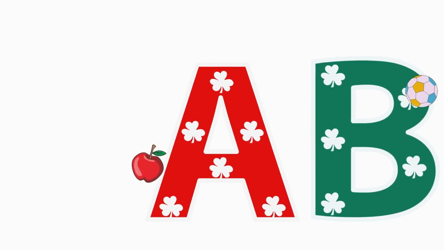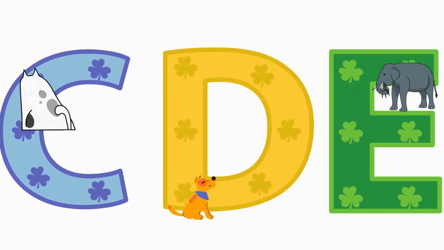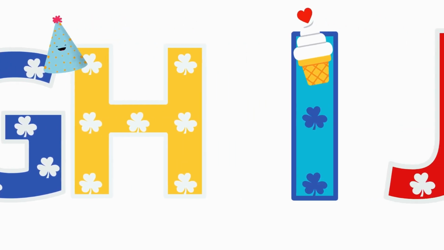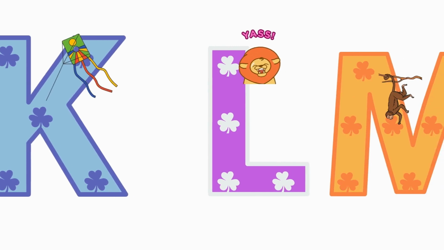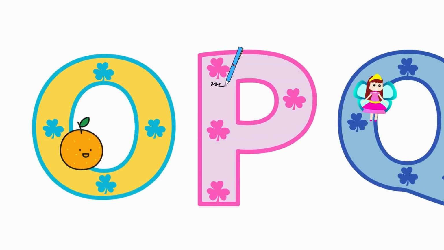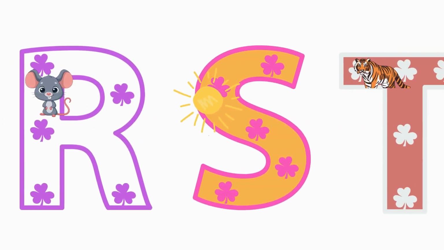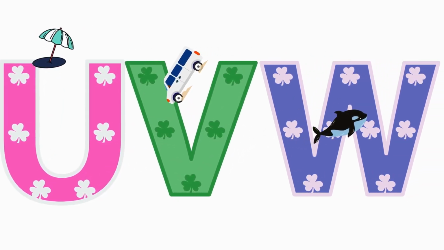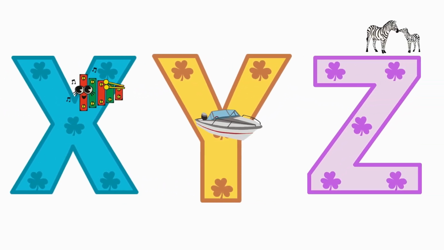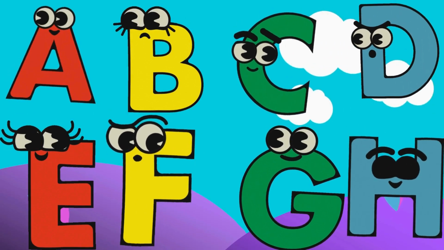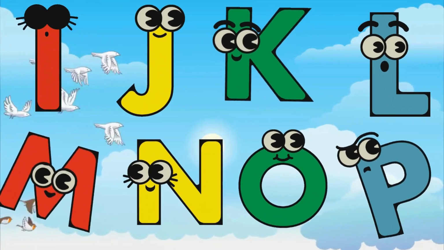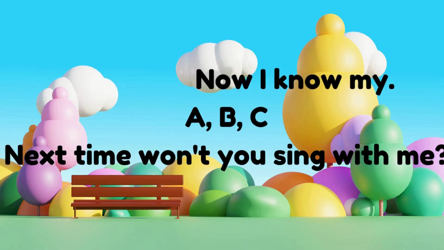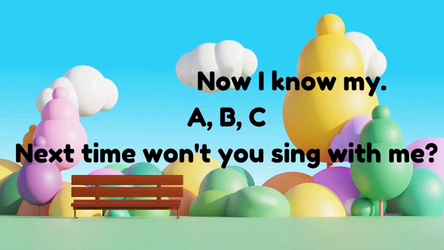Let's go over the alphabet one more time. A, B, C, D, E, F, G, H, I, J, K, L, M, N, O, P, Q, R, S, T, U, V, W, X, Y, and Z. Now I know my ABCs. Next time, won't you sing with me?